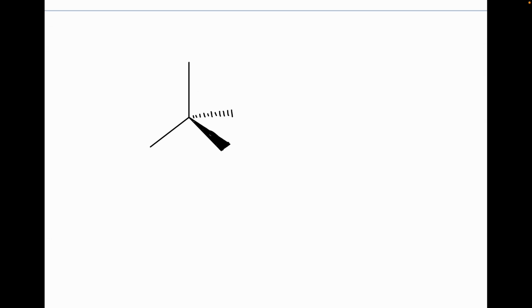Okay, so now take a second and build the mirror image of your molecule. All right, so we got both pairs of enantiomers. Right? Put them next to each other. They should be the mirror image of one another.